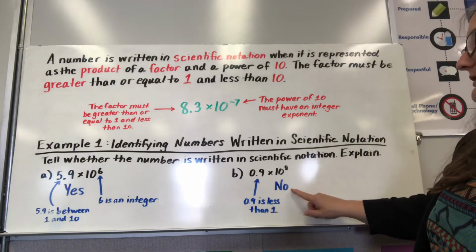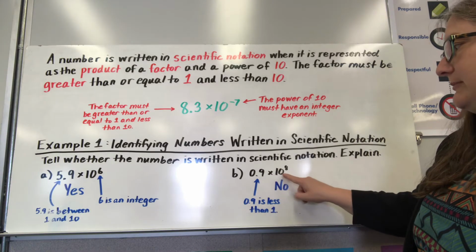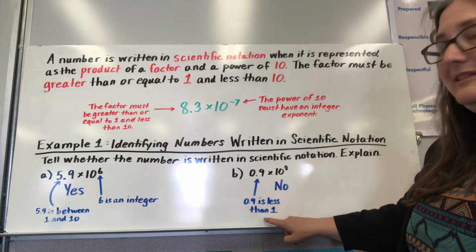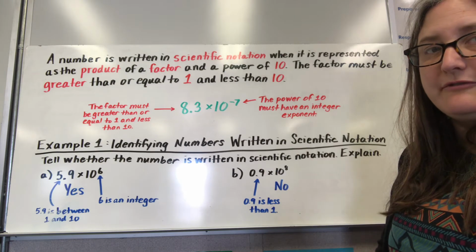In this case, this one is a no. It is a factor times a power of 10, but the factor is less than 1, which is not okay for scientific notation.